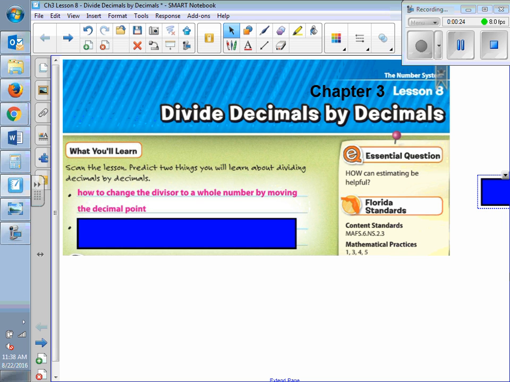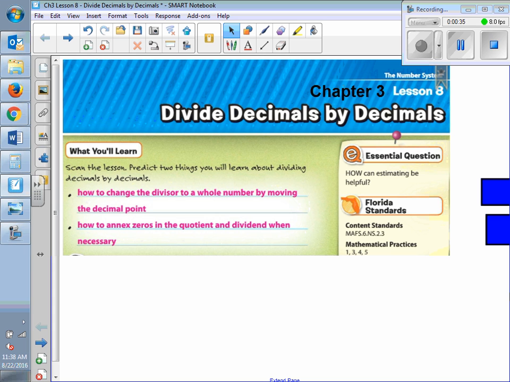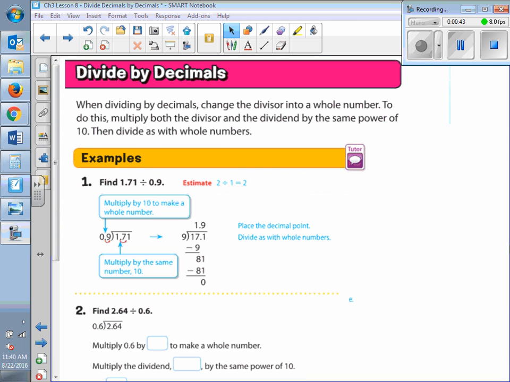We are going to learn how to change the divisor to a whole number by moving the decimal point. You should write this down. And you are going to learn how to annex the zeros in the quotient and the dividend when necessary. So today we're going to divide by decimals.